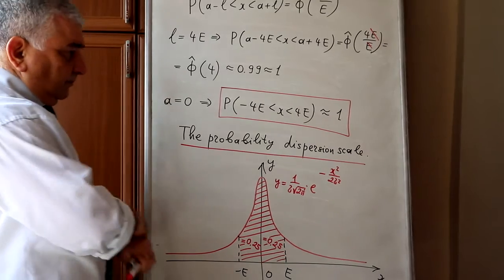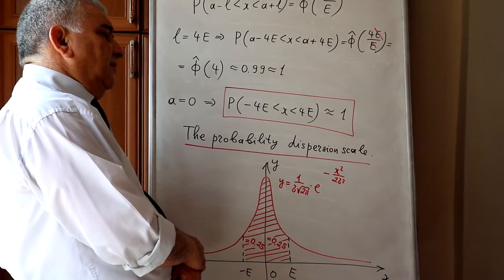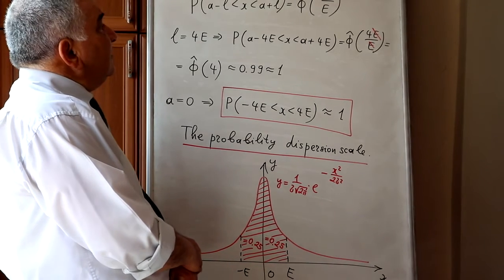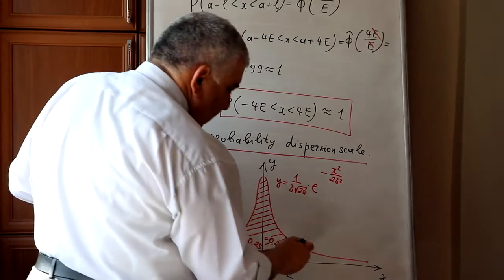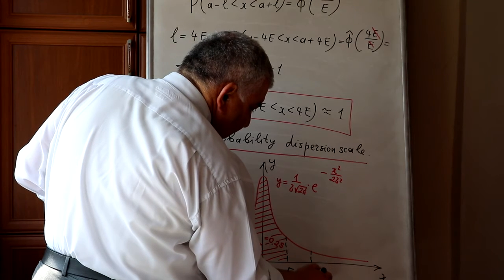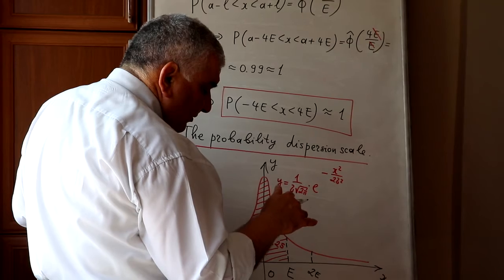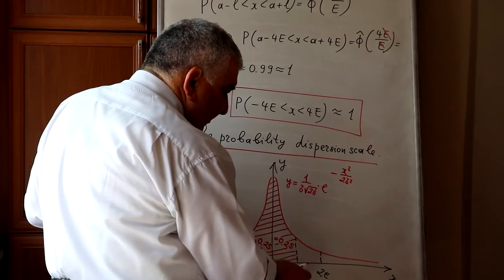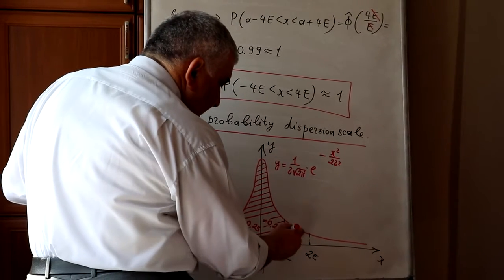Then, according to the tables, to the table of the reduced Laplace function values, we have that the probability that a continuous random variable with a normal distributive density will be situated in the interval E to 2E is approximately equal to 0.16.